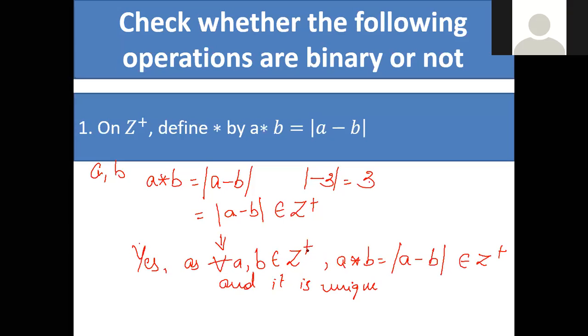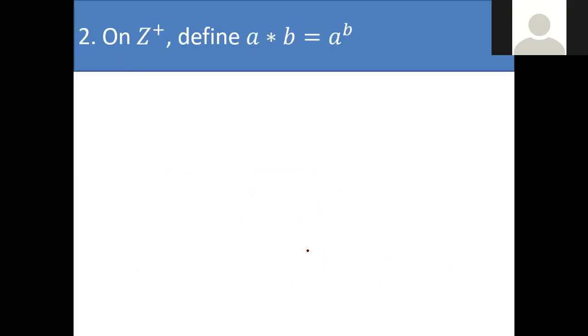Okay, we'll move to the next question. On Z plus, define A star B as follows. Again the set is Z plus, that is the positive integers, and A star B is equal to A to the power B. Whether this operation is a binary operation? Remember, whatever answer A star B gives, the answer must be in the integers. Check, students, whether this is a binary operation.